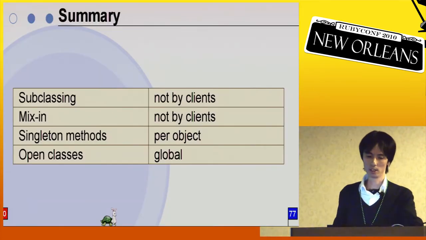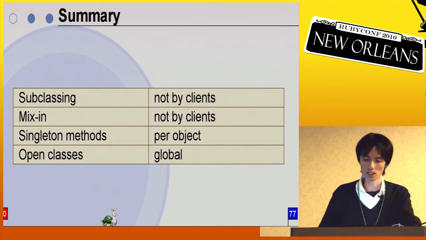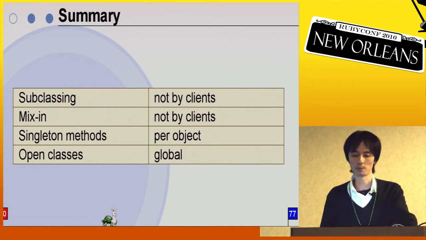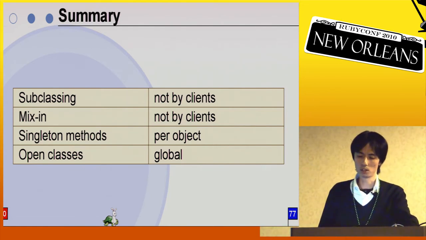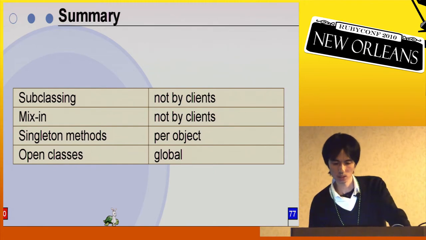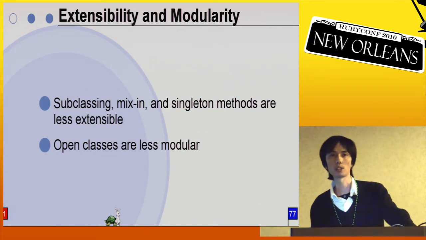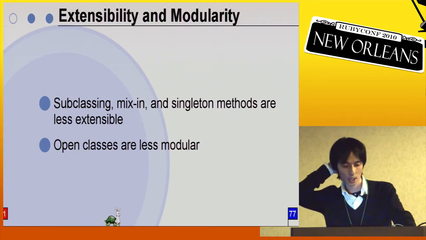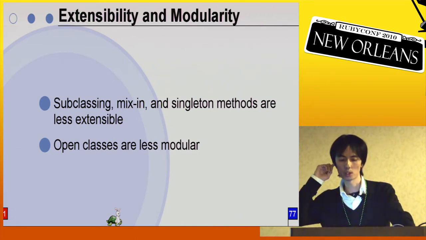Summary. Subclassing and mixing are not performed by clients. Singleton methods can be performed by clients, but they are per object. Open classes are also performed by clients, but they are global. So what's the problem? Subclassing, mixing, and singleton methods are less extensible, and open classes are less modular. Extensibility and modularity are very important in software construction. So we have to solve this problem.